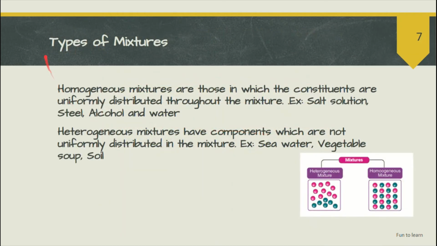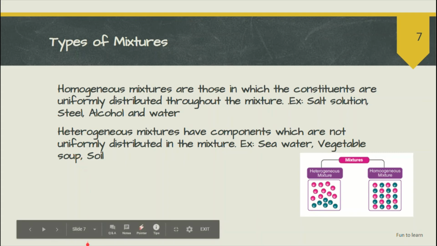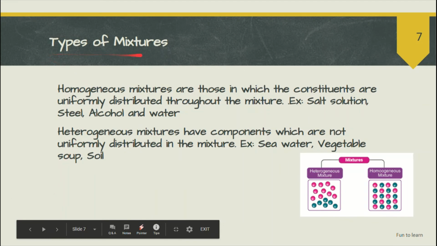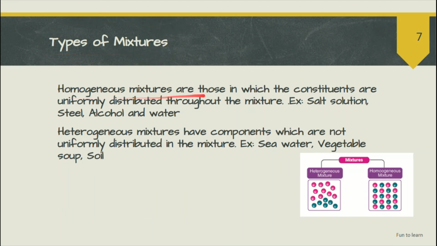So let's understand the types of mixtures now. The two types of mixtures are homogeneous mixtures and heterogeneous mixtures. Homogeneous mixtures are those in which the constituents are uniformly distributed throughout the mixture. Example, salt solution. In a salt solution, the salt is dissolved uniformly throughout the water. Any solution means a component is dissolved in water. So a salt solution is salt particles dissolved in water.